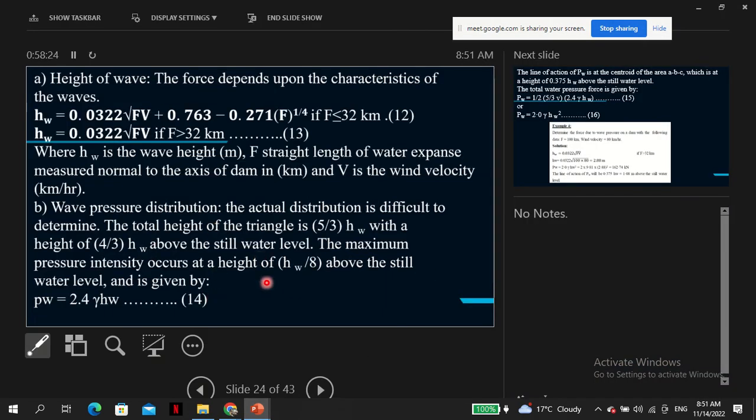So the maximum pressure intensity occurs at a height of an eighth of HW above the still water level, and is given by 2.4 gamma HW. All right.